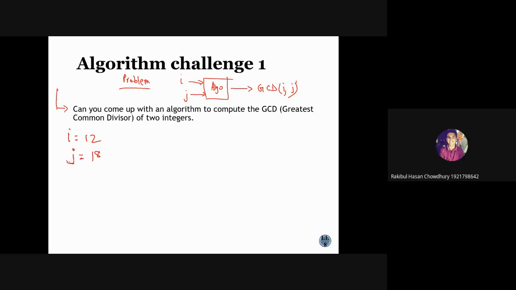6. How did you find that out? Sir, we divided from 2 to 6, and after 6 we cannot divide it anymore. So 6 is the largest one. We can also do the same by multiplying the lowest common factors.